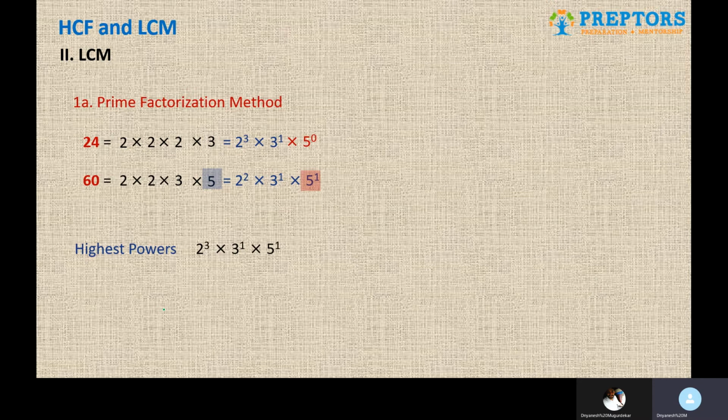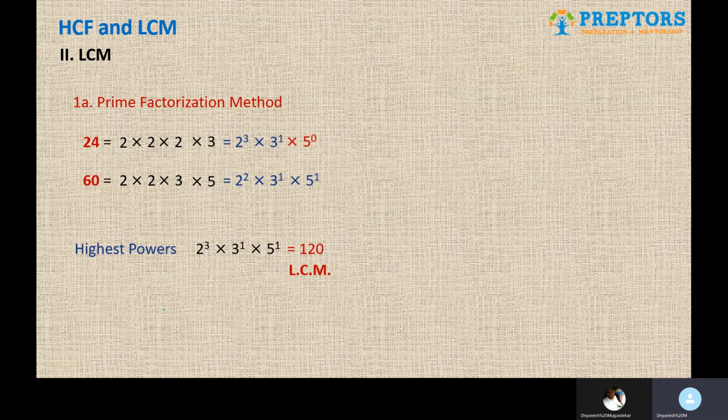So 2 raised to 3 is 8. 8 into 3, 24. 24 into 5. Same answer as 120 as we got in the earlier step as well. So this is how you can calculate LCM using the prime factorization method. So that's the second part of this process. So these are the two methods with which you can calculate the LCM.